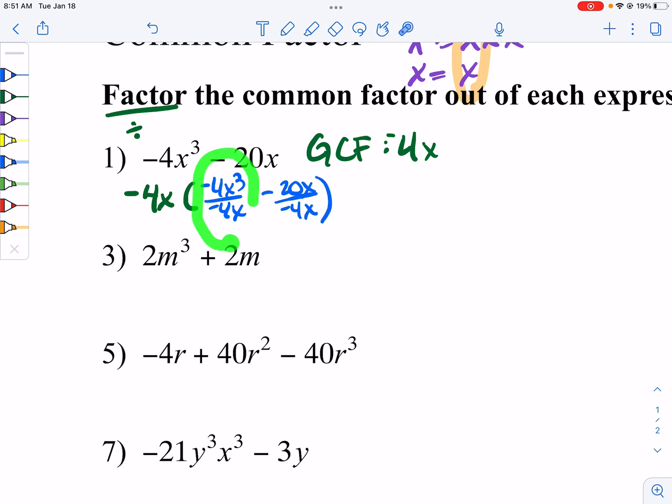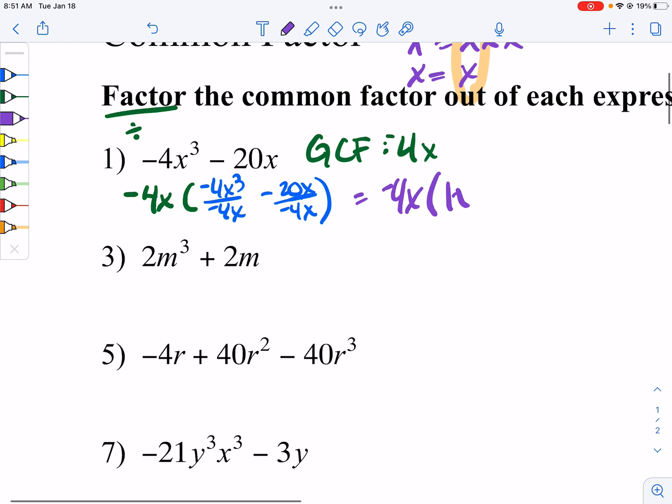So then here I can calculate what this is by doing negative 4 divided by negative 4, which is 1. And then x cubed divided by x. Remember, when you're dividing with exponents that you subtract. So 3 minus the unsaid 1 is 2. So this will be x to the second. Now I don't have to write that 1. I can, but I don't have to.